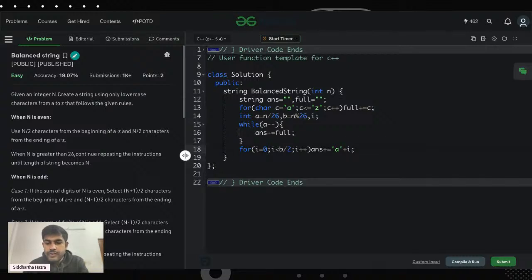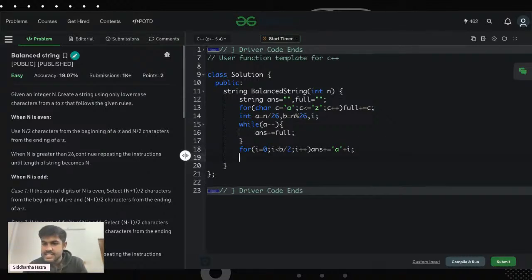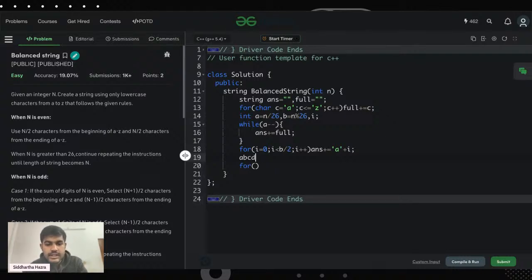Okay. So now what we would do is, we would have answer plus equals to a plus I. Then we would start iterating from z minus something. Suppose this is a, b, c, d. So I need the last two characters. That means I would start from c and then go to cd. So basically we need to start from c. This is what we need to do.